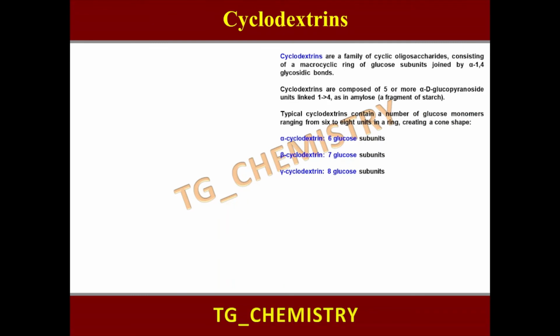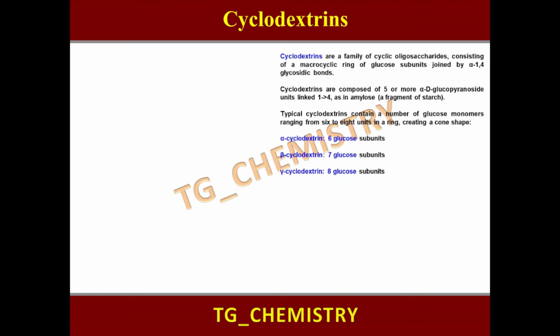Then we will talk about a very interesting phenomenon. This is the cyclodextrins, and these are a family of cyclic oligosaccharides consisting of a macrocyclic ring of glucose subunits which are joined by alpha 1,4 glycosidic bonds. These are composed of 5 or more alpha-D-glucopyranoside units which are linked from 1 to 4 as in amylose, which is in turn a fragment of the starch molecule.